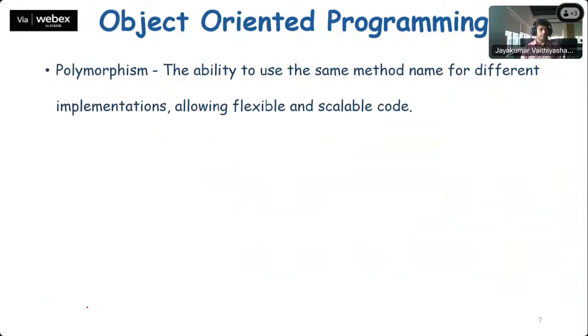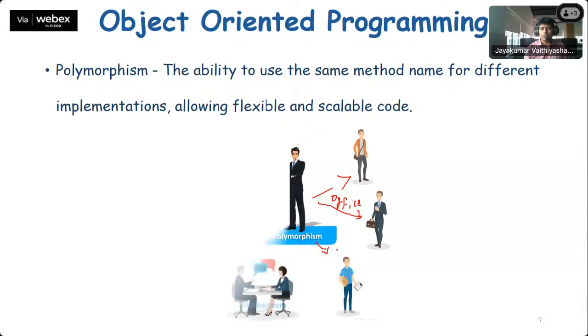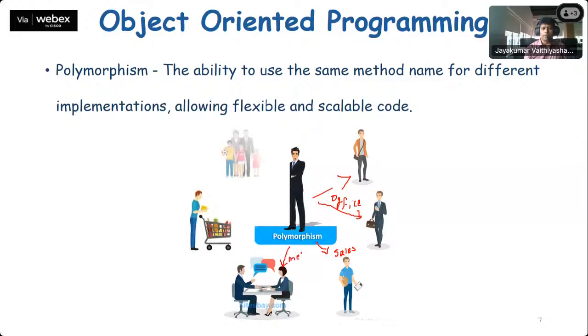So next, polymorphism. Polymorphism is a somewhat interesting factor: the ability to use the same method for different implementations, allowing flexible and scalable code. Suppose I go with an example. A man can be in casual outfit. He can go to the office, he can go to sales sometimes, he can do meetings with clients, and he can go for shopping. And he can be a complete family man.